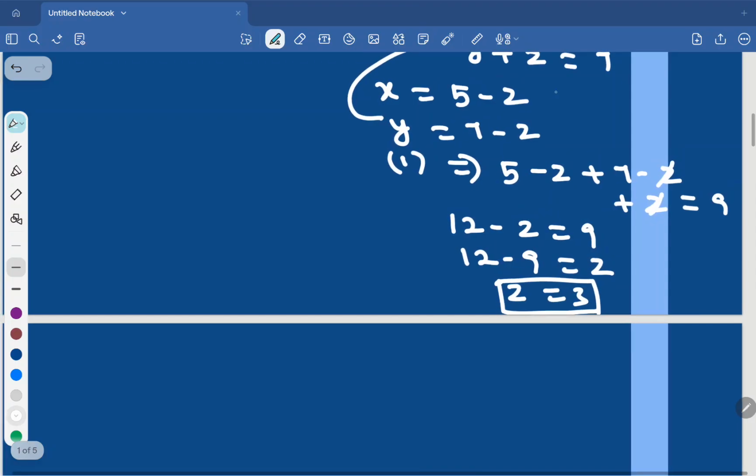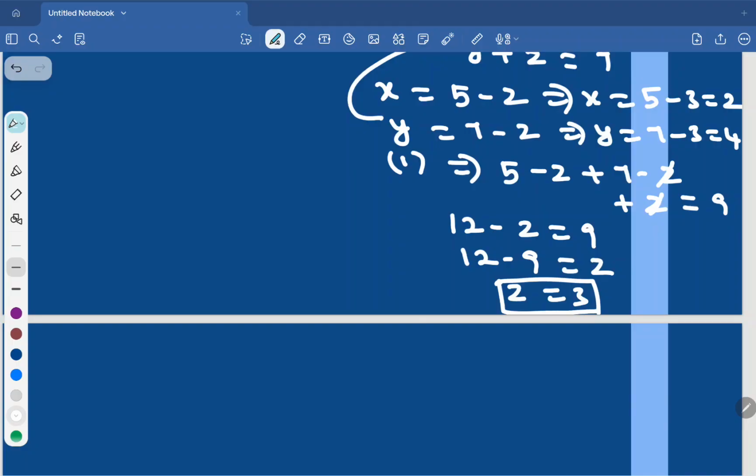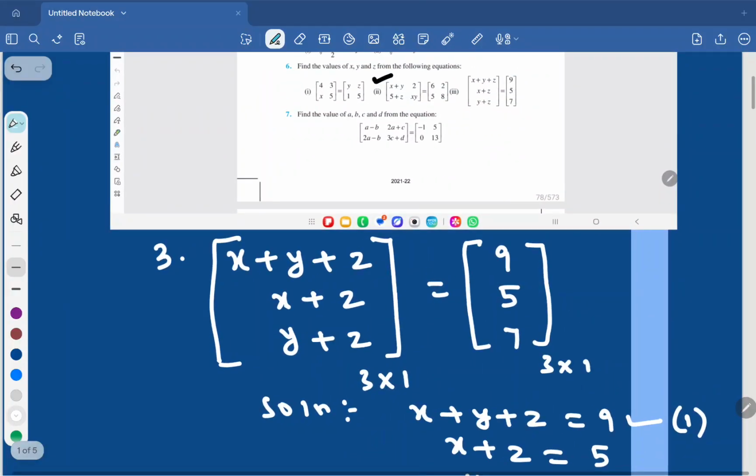If z is 3, what is x? x equals 5 minus 3, 2. y equals 7 minus 3, 4. x value 2, y value 4, z 3. Now I am going to discuss the 7th problem.